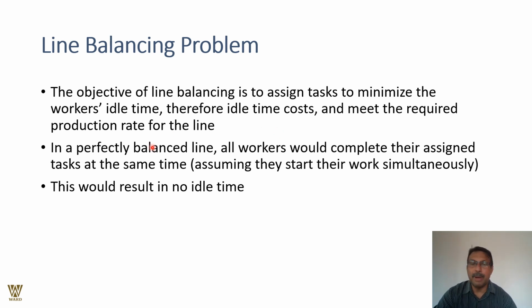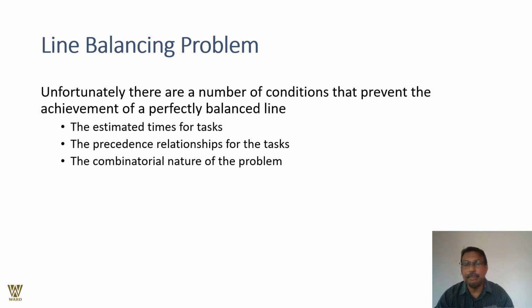In a perfectly balanced line, all workers would complete their assigned tasks at the same time. When I say an equal amount of work is assigned to an equal number of workers, everybody will work and finish at more or less the same time. But this is an ideal situation. In a real life situation, it's simply not possible. There would be no idle time in this ideal situation. Everybody would be busy with their work.